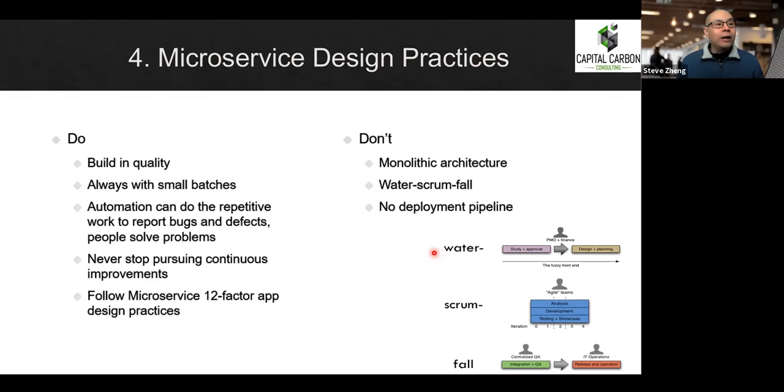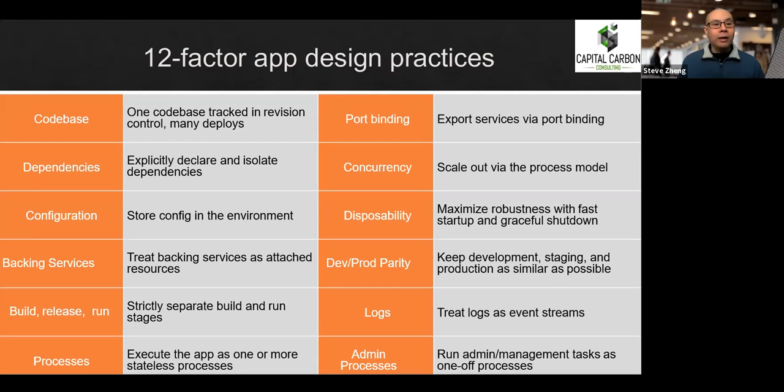Okay, the last thing is no deployment pipeline. Yes, that means even if you have the CI pipeline, your code cannot deploy to the staging environment. You need to extend your CI to continuous delivery. That is about the microservices design practice. And the next page is the 12 factors application design practice.